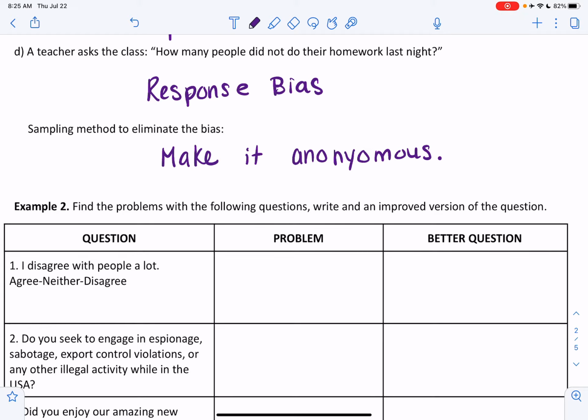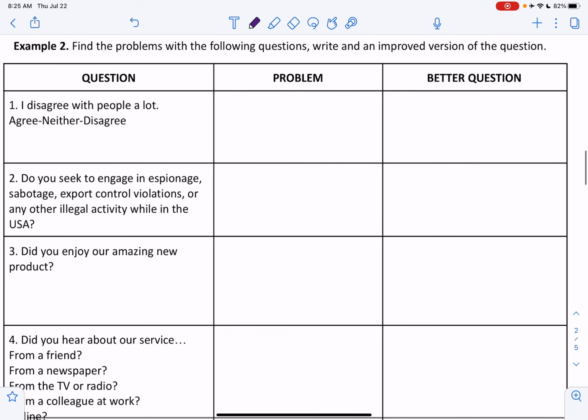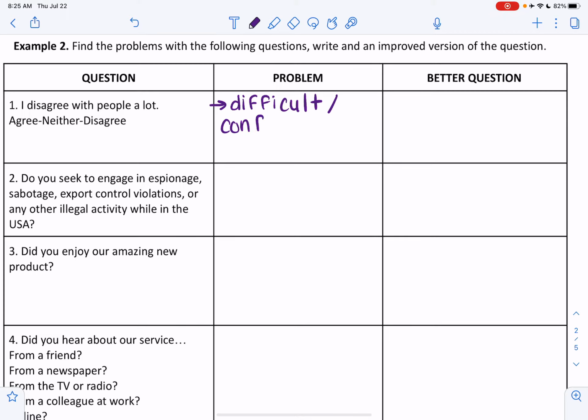Okay, now let's look at some different types of questions. And we'll look at some of the issues with these survey questions here. So the first one says, I disagree with people a lot, agree, neither, disagree. So this one here is just very, very confusing language. There's a bit of a double negative in there, so it's really confusing. So that's our problem. We have difficult, confusing language. And how I could fix the question is I could say, how often do you disagree with people?